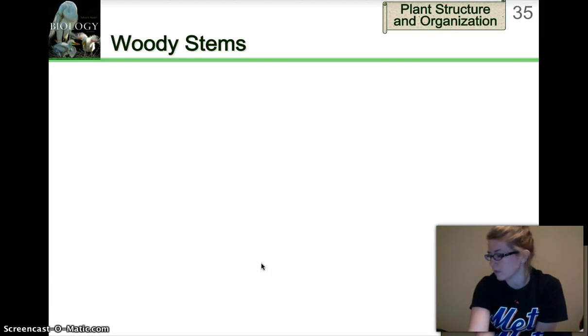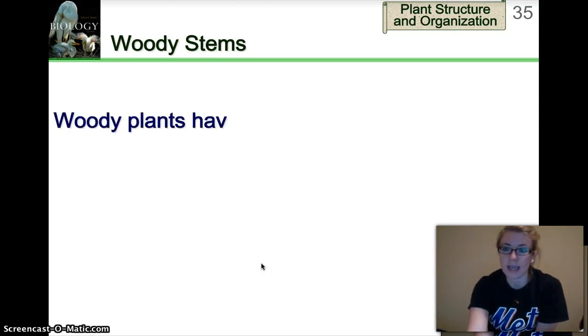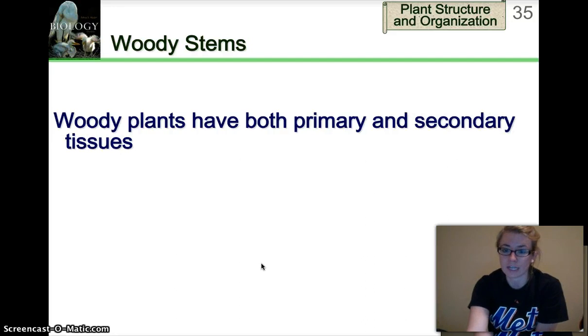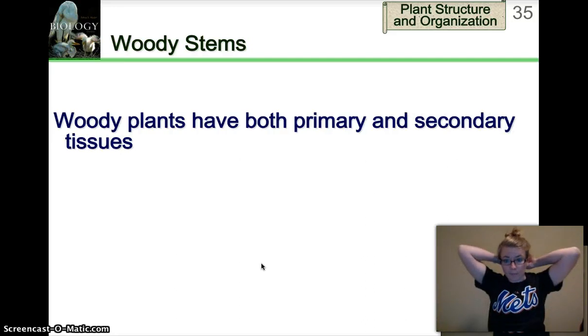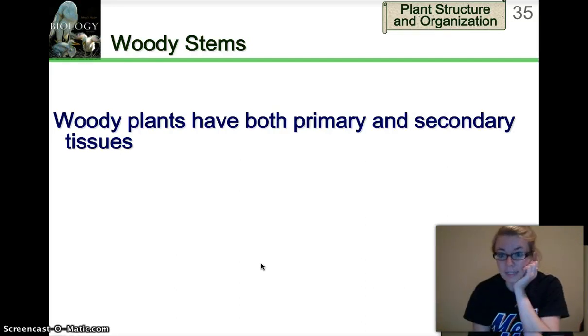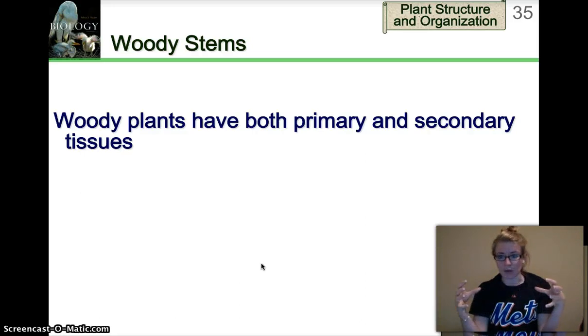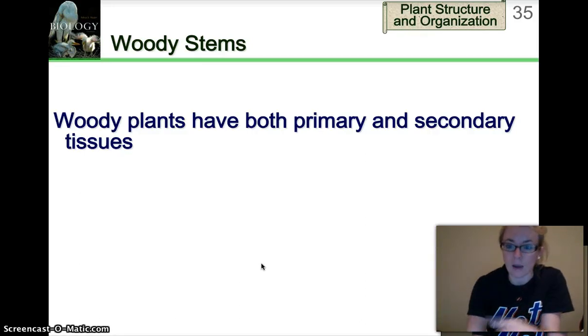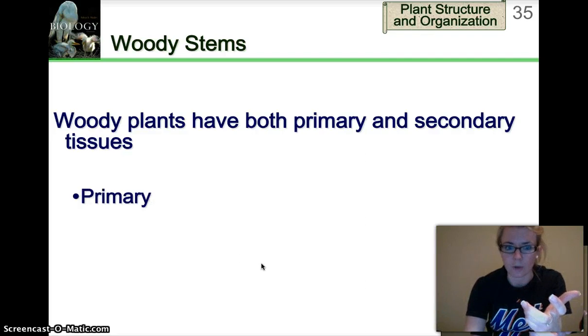And then we have something else called woody stems. This is what you would most likely associate with trees. It is a little bit different because there's extra growth that happens. They have both what's called primary growth and secondary growth. Primary growth is upward growth and secondary growth is outward growth. The outward growth is what takes a little more work.